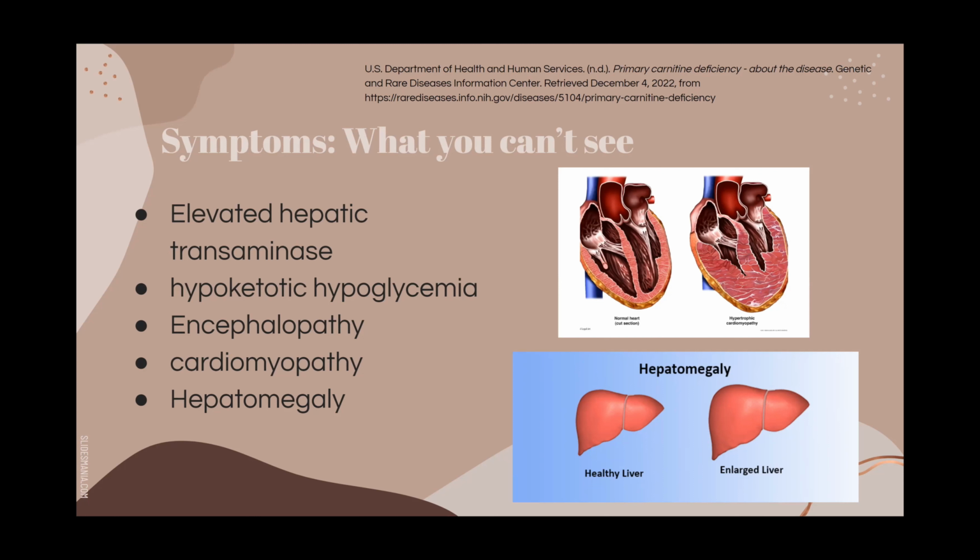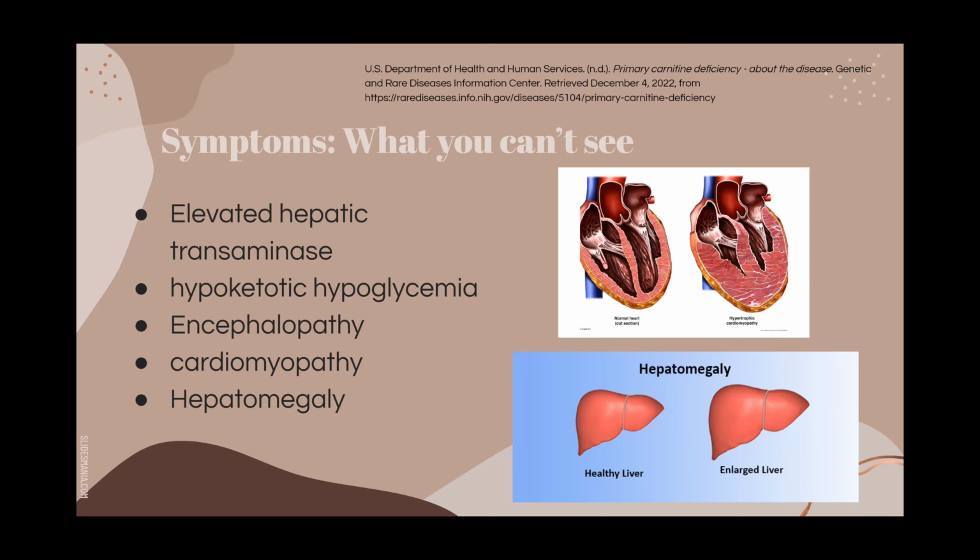Third is encephalopathy. And this can be looked at. It is in the brain, so it would be looked at through something like an MRI. This is what partially is thought to connect autism to this deficiency.